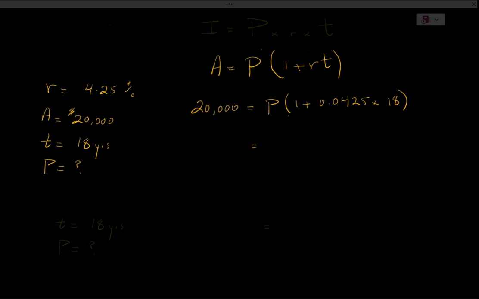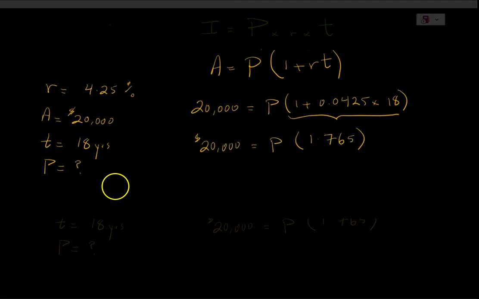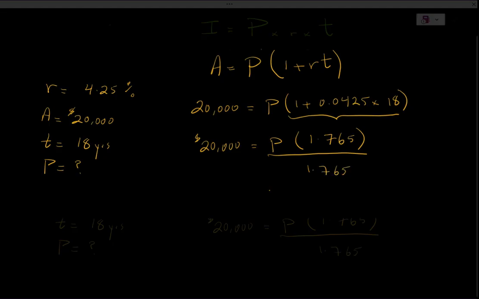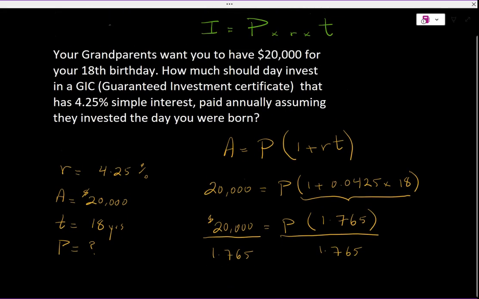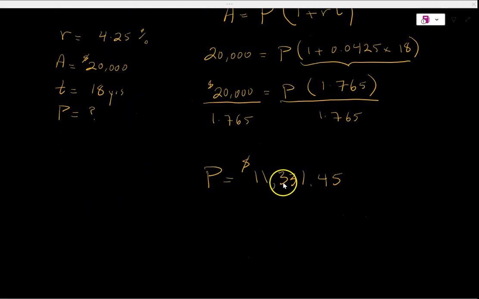That means we're going to find out what this value in the bracket is. Whatever it is, we have to divide both sides of the equation by that value, and then we're going to come back and see what the answer will be. So we got this last equation right here and divide both sides by 1.765 to isolate the principal amount P, and then let's find out what that is. You just do a simple division and then you get the answer. So let's do that.